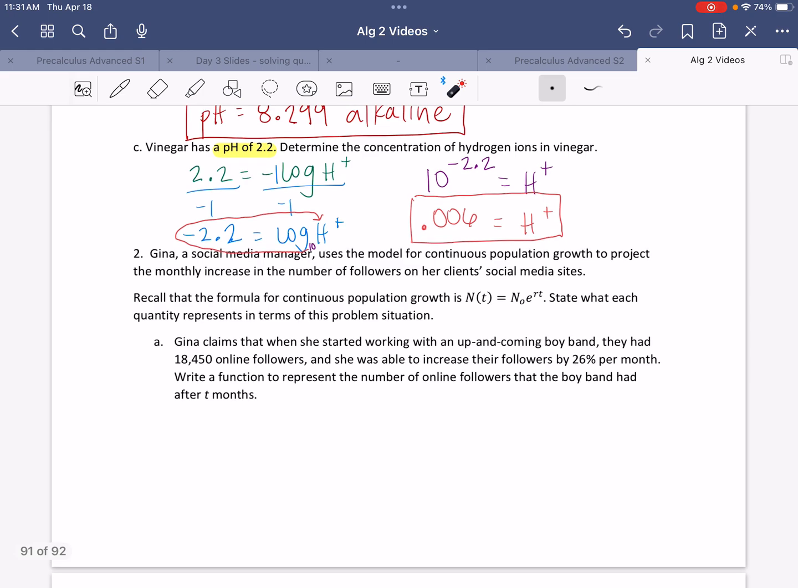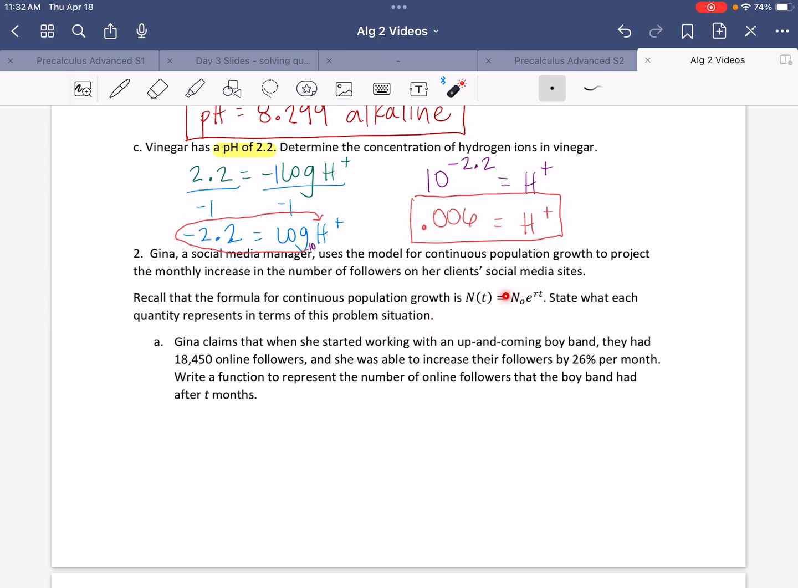Gina is a social media manager, and she uses the model for continuous population growth to project the monthly increase in the number of followers on her clients' social media sites. Recall that the formula for continuous population growth is N of T equals N naught, so initial population, times e to the RT power. We've used PERT for P here before, but that's fine if we use a different variable. State what each quantity represents in terms of the problem situation.